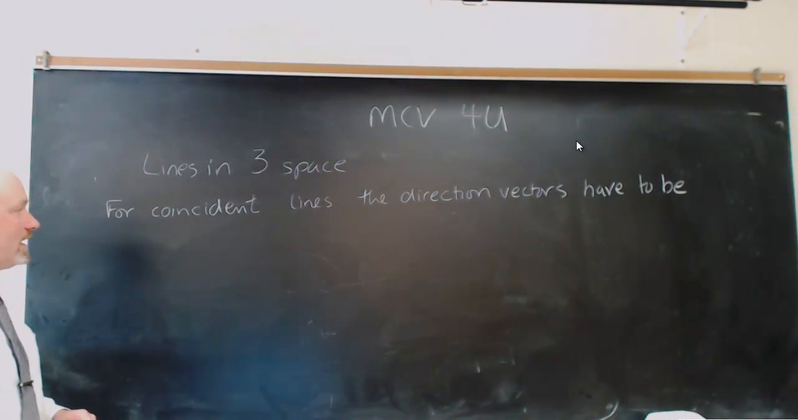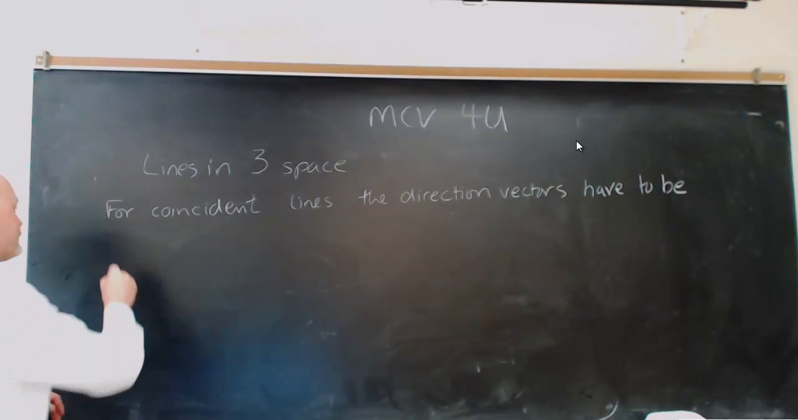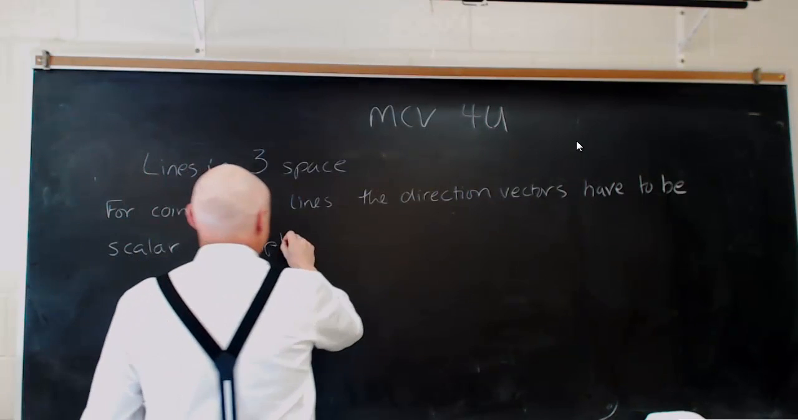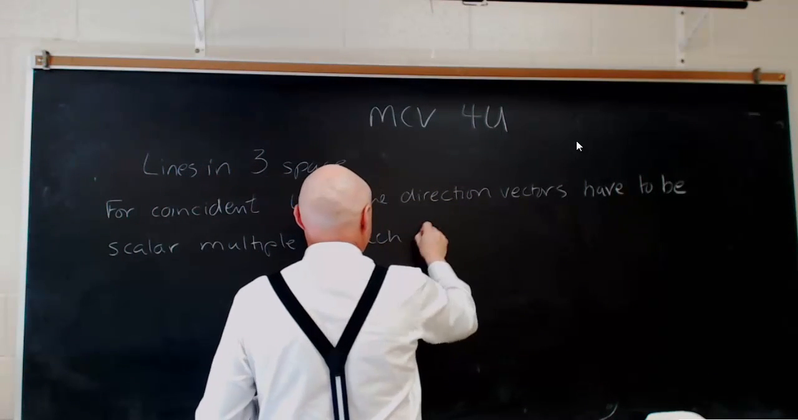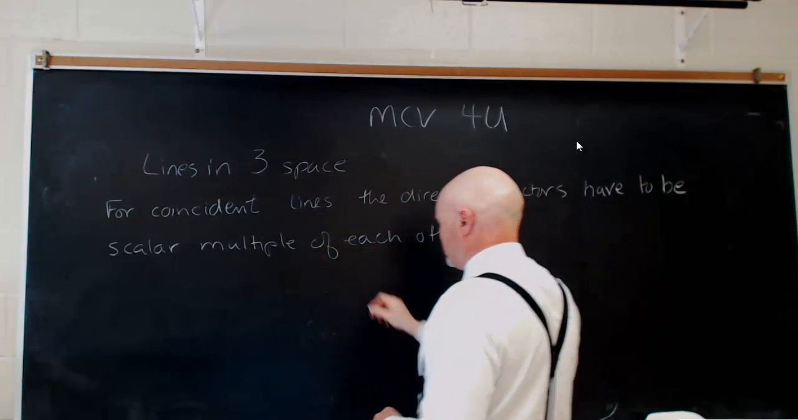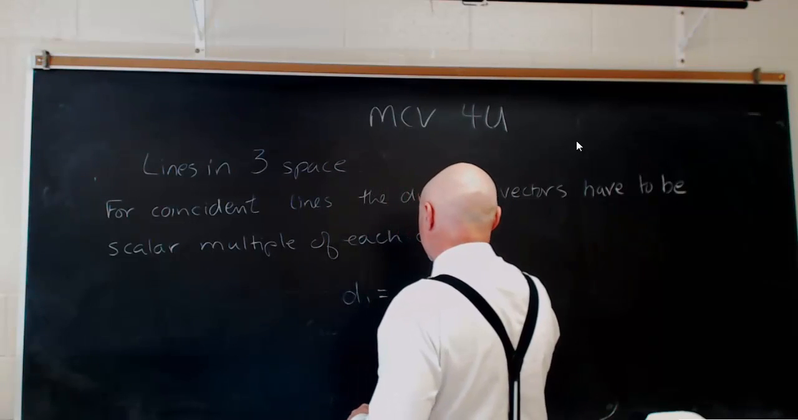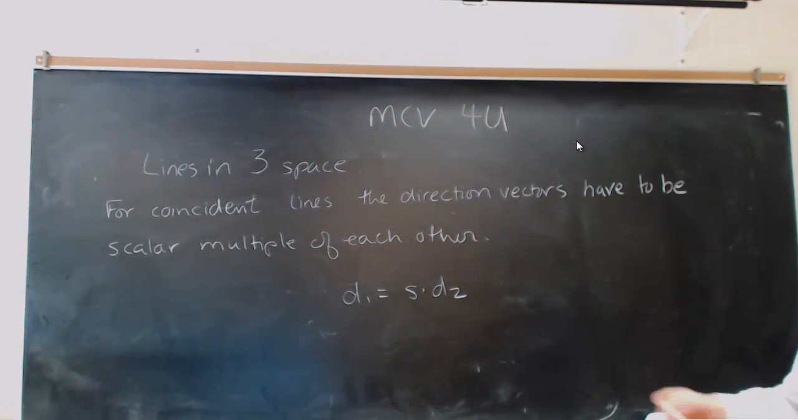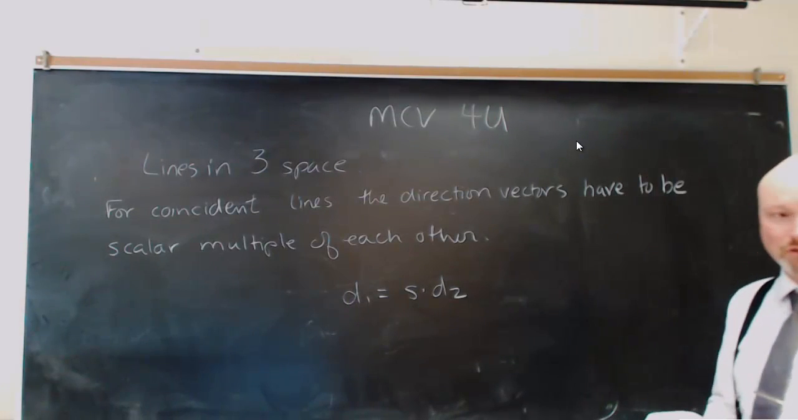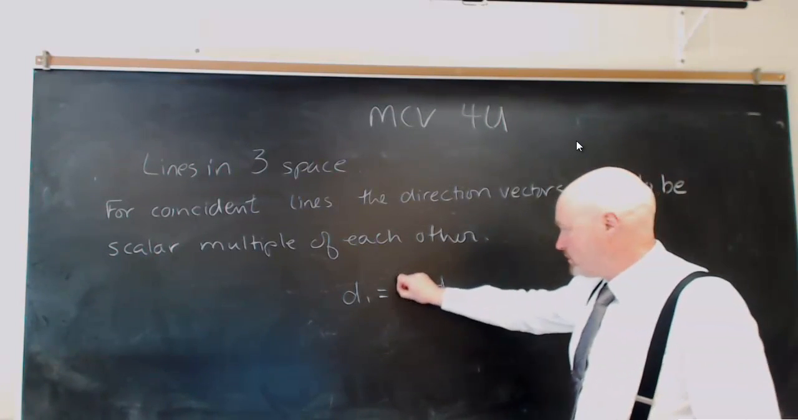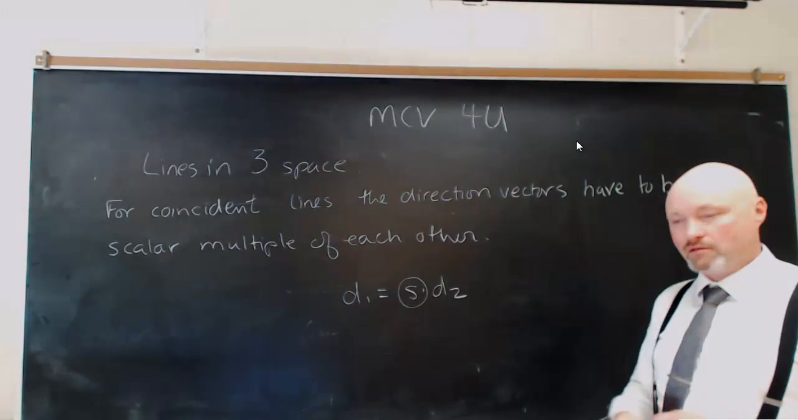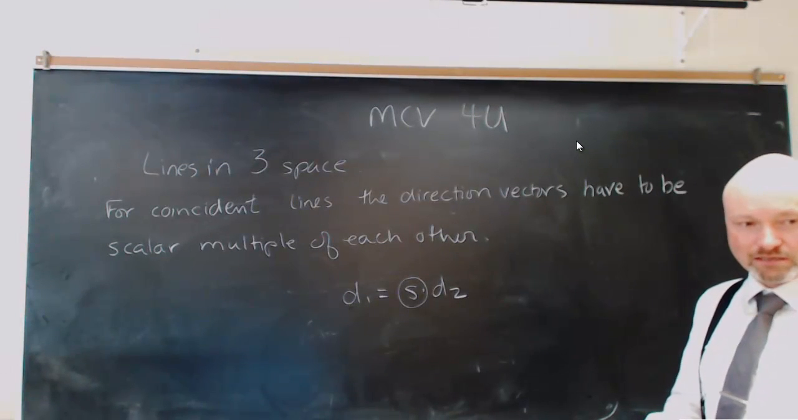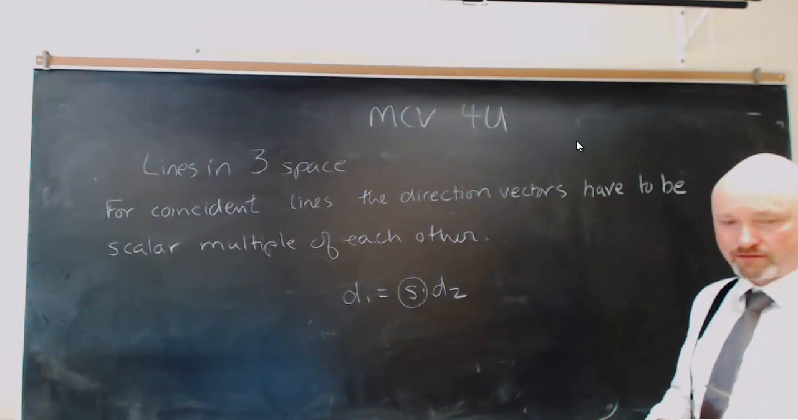So fundamentally, for lines to be coincident, the direction vectors have to be what we call a scalar multiple of each other. For example, the first direction vector has to be maybe 2 times the second direction vector. It doesn't really matter when we're multiplying by a scalar multiple, it just changes the length. But as long as they are in the same direction as each other, we're going to have 2 coincident lines.